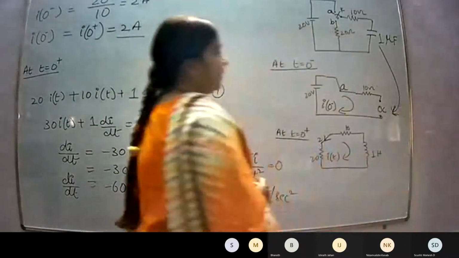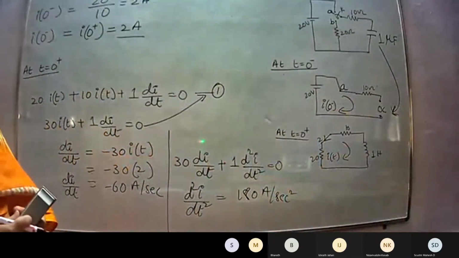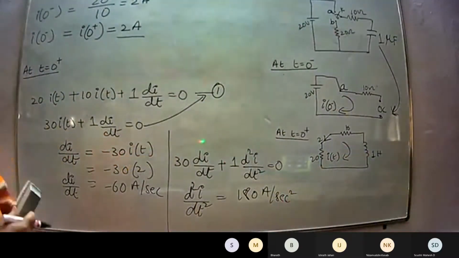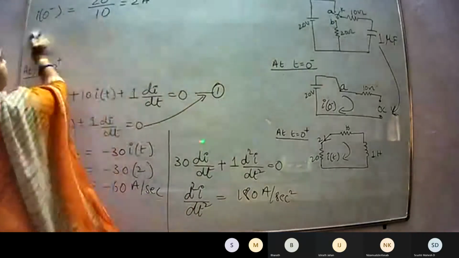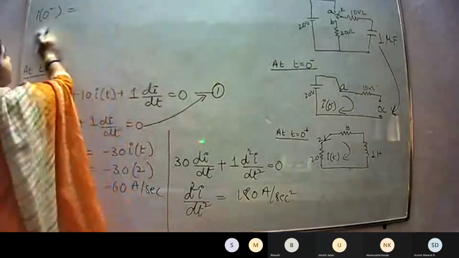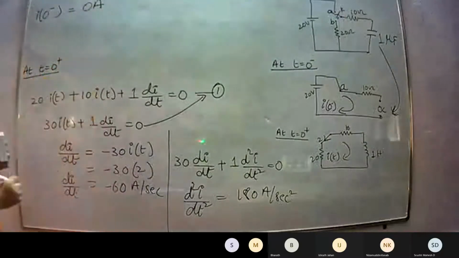Okay, the capacitor will act as an open circuit. So when the circuit is open, do we have any current there? So I of 0 minus. Since it is open, we don't have any current there. So I of 0 minus is 0 amps.